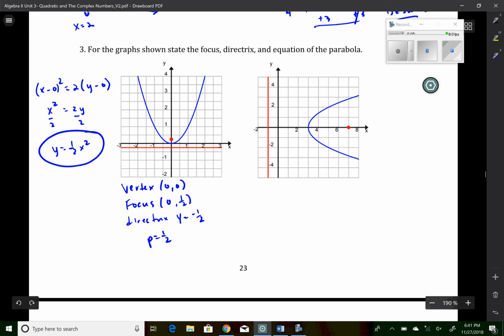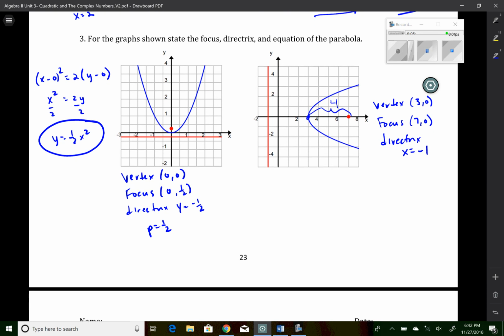Another sideways parabola, so our vertex is the coordinate (3, 0). Our focus is (7, 0). And our directrix is x equals, it's a vertical line, negative 1. The distance between here and here is 1, 2, 3, 4 boxes. Yep. And then we can go through and make our equation.